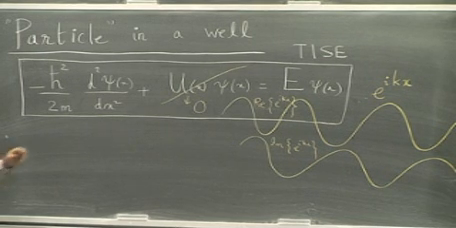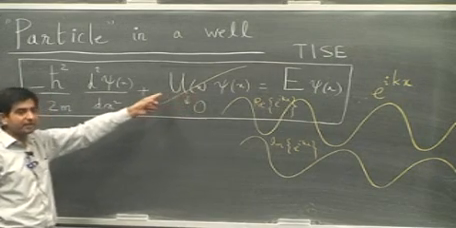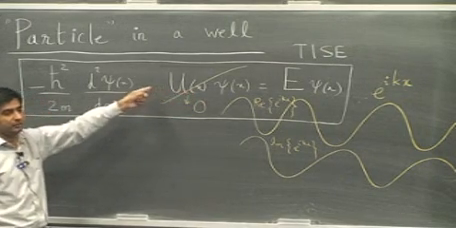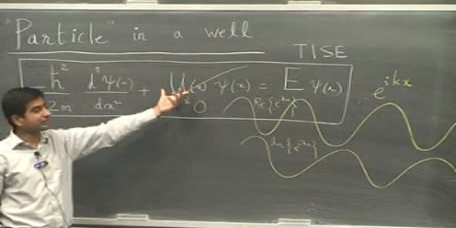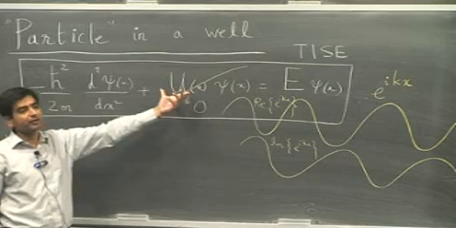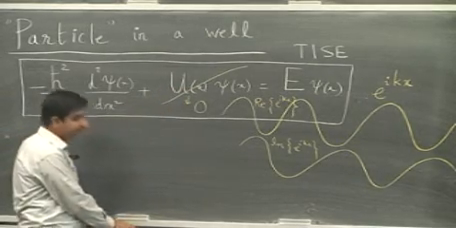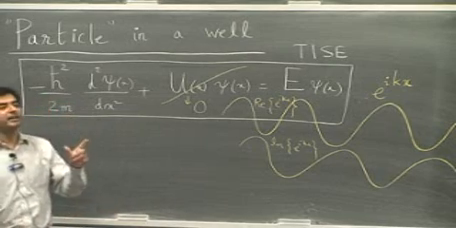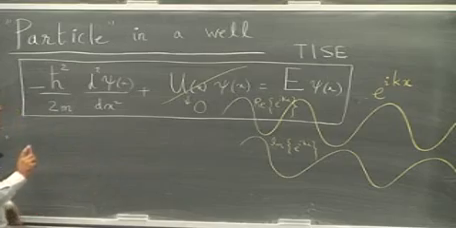And for realistic scenarios, we will have to assume some potential energy function. We'll have to assume what the form of this potential energy function looks like so that we are in a position to solve this equation. Let me give you a simple example. All of us are fond of photography, and modern cameras have detectors called CCD cameras.